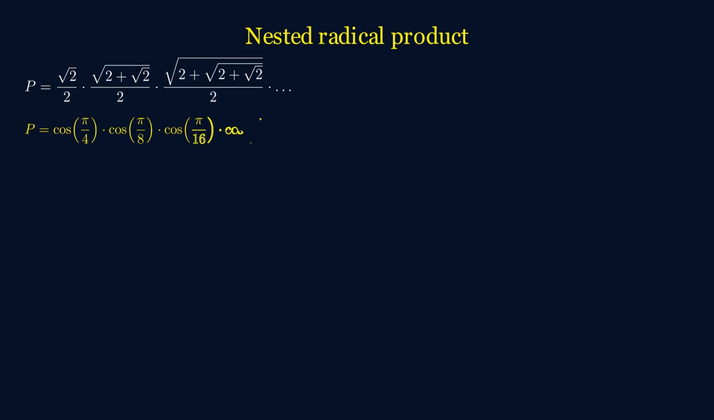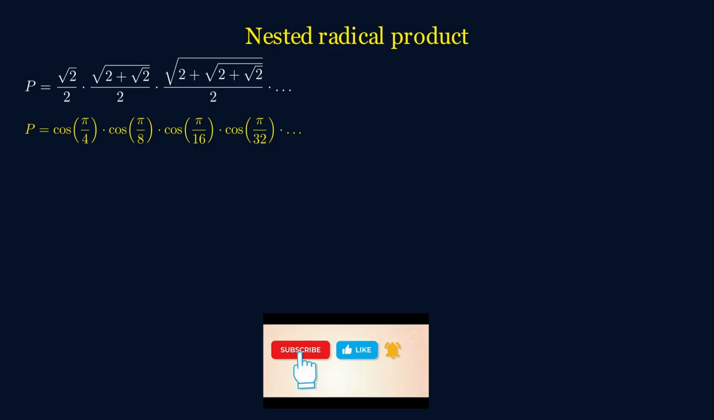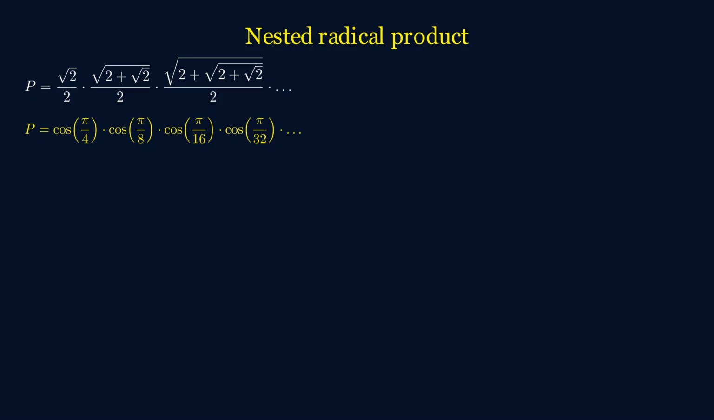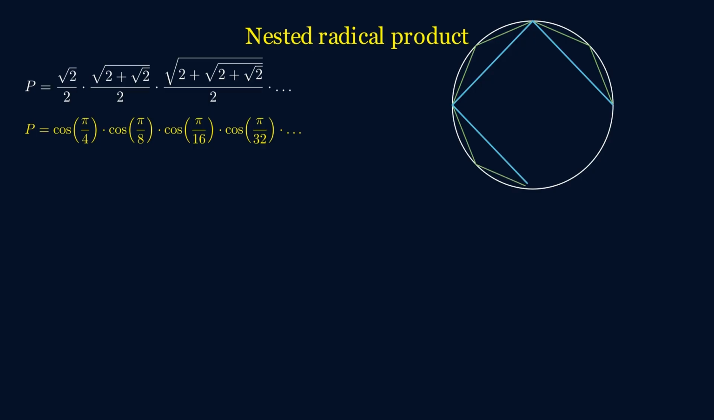cosine of pi over 4 times cosine of pi over 8 times cosine of pi over 16 times cosine of pi over 32. Now here comes surprise number 2. And honestly, it's absolutely amazing. Instead of crunching this analytically, we can interpret this entire cosine product using geometry. Take a circle and inscribe a regular n-gon inside it. Then double the number of sides so it becomes a 2n-gon.